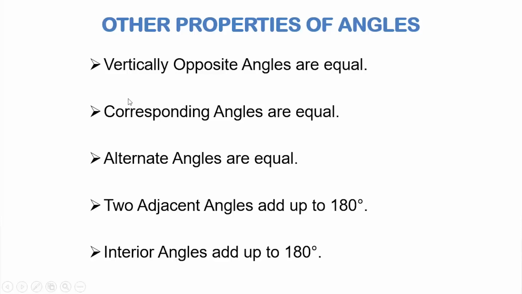We looked at corresponding angles, and we said corresponding angles are equal. I showed you how these angles look in diagrams or figures. We looked at alternate angles, and we said alternate angles are equal. Then we said two adjacent angles add up to 180 degrees. Adjacent means angles that are side by side, similar to angles on a straight line. And we looked at interior angles, and we said interior angles add up to 180 degrees.